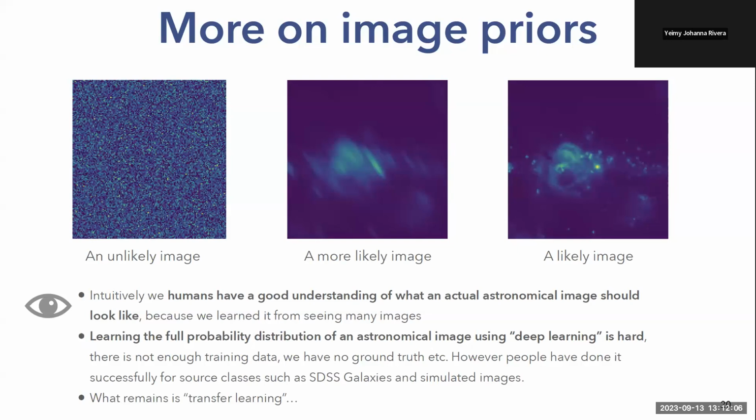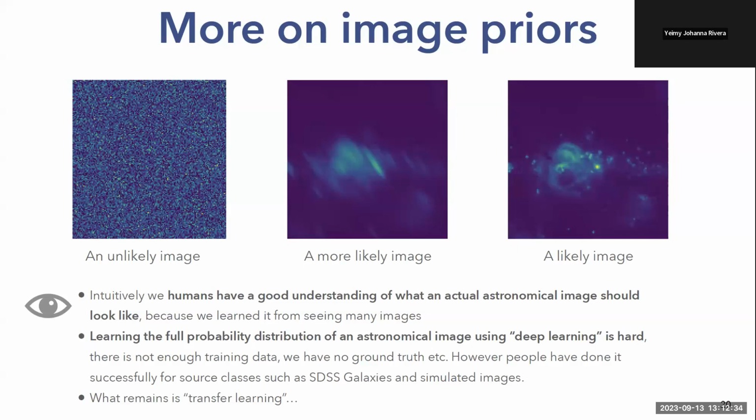However, for example, learning the full probability distribution of an astronomical image using deep learning is hard. You need lots of training data, millions of examples. And typically, as I said before, there's just not enough training data. However, it could be used for very specific cases. For example, I've seen a paper where people applied this to the Sloan Digital Sky Survey sample of galaxies. However, what remains is an approach of transfer learning.